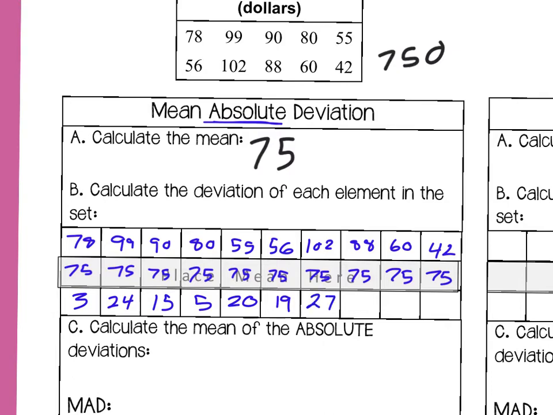88 minus 75, 13. 60 minus 75 would be negative 15, but we're going to call it 15 because we're doing absolute value. And then 42 minus 75 is negative 33, but we're going to call it 33.